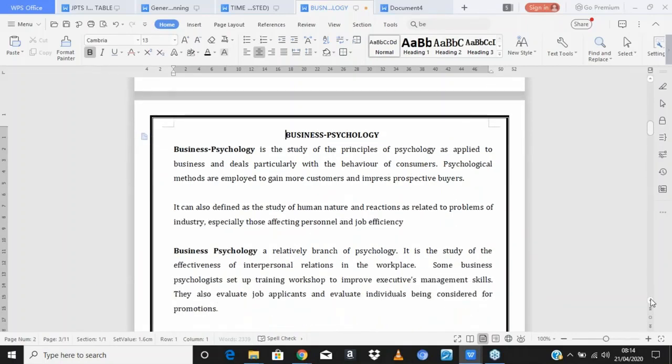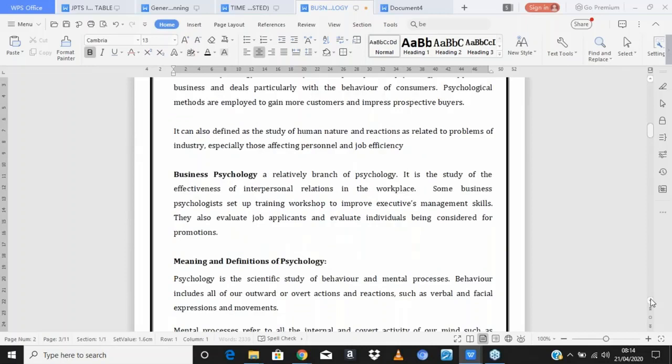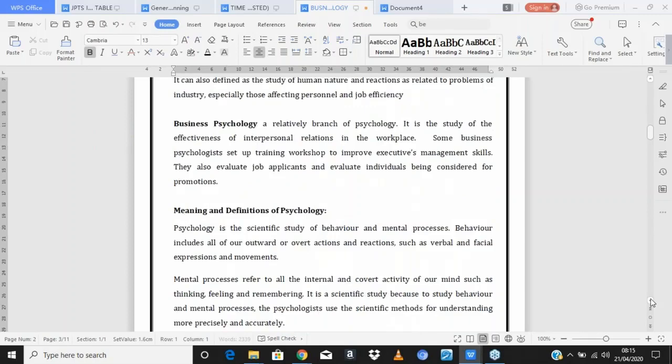I would say it can also be defined as a study of human nature. Psychology basically studies human nature and how it responds to things. Another definition says it's a relatively new branch of psychology, because psychology has many aspects. You can have medical psychology, educational psychology, clinical psychology, and the rest of them. It's actually the study of the effectiveness of interpersonal relations in the work environment. Some business psychologists set up training workshops to improve management skills, and we know that psychology is learning how to deal with people, how to manage people.